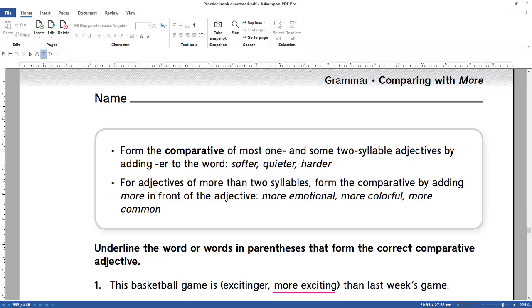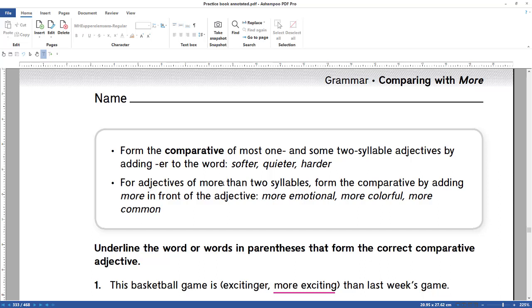If you remember in the previous lesson, we said that we will just add er to the adjective to compare between two things if the word is short or has only one syllable. Okay, like for example, tall will be taller, big will be bigger, and so on. But in this lesson, we will just use the word more to compare between two or more things. Let's see. For the comparative of most one and some two syllable adjectives by adding er to the word, like softer, quieter, and harder. You remember this is the first rule that we already studied.